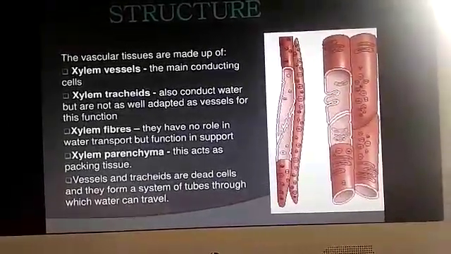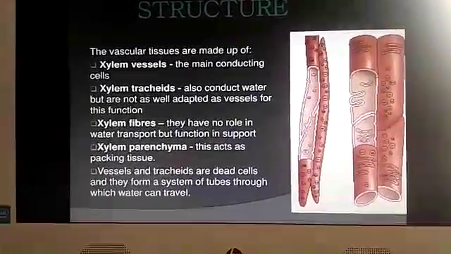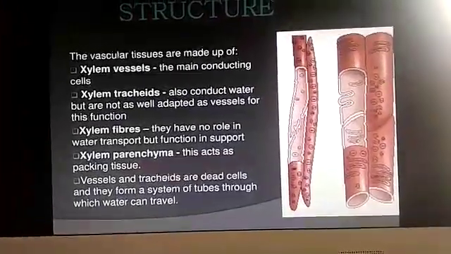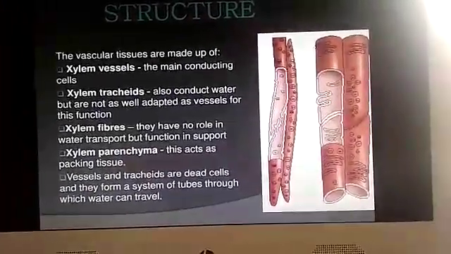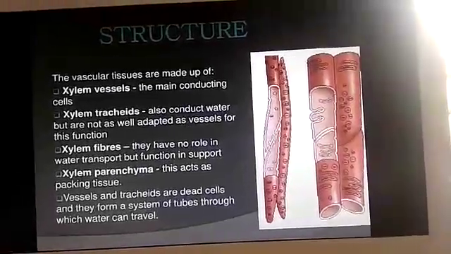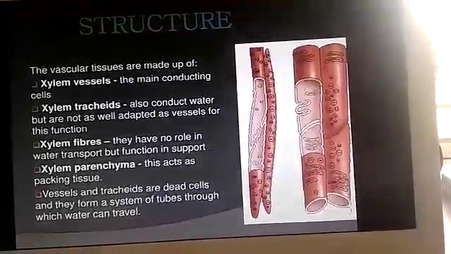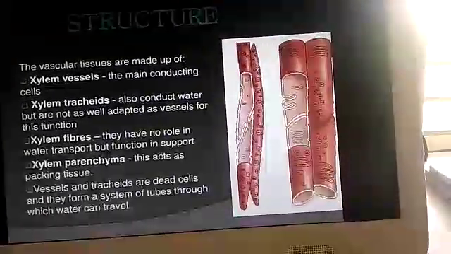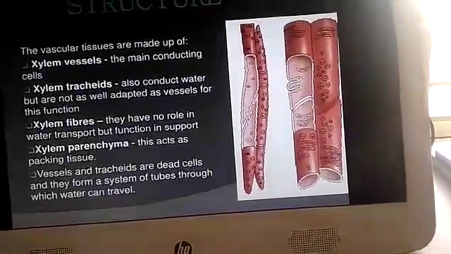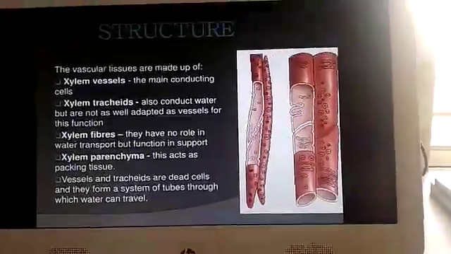Vessels and tracheids are dead cells. See, in the xylem, vessels and tracheids are dead cells and they form a system of tubes through which water can travel. See here, tubes. From the tubes, the water will travel from the root to the plant. So this will be conducted by the xylem tissue.